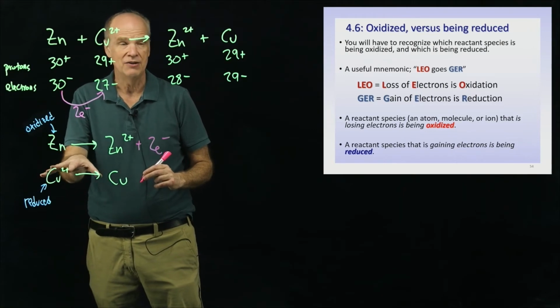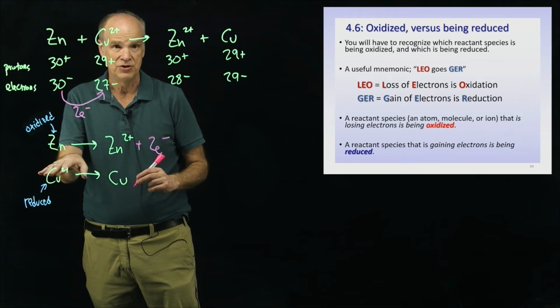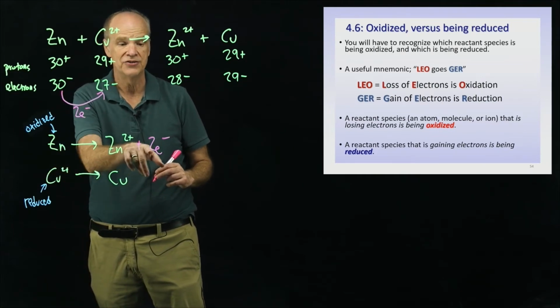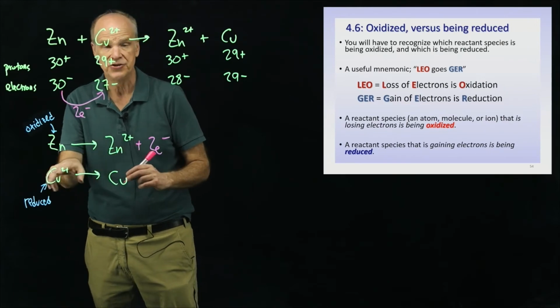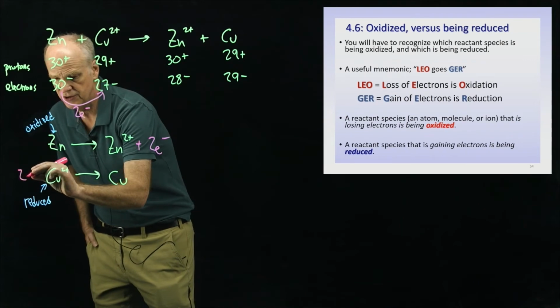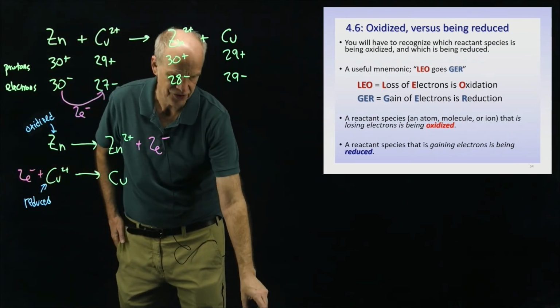Now, how about the reduction reaction? Well, we know here that copper 2+ is gaining 2 electrons to become copper metal. It's going to be gaining these 2 electrons. And so to indicate that copper 2+ is gaining 2 electrons, I'm going to put 2 electrons here like that. Okay, so far so good.